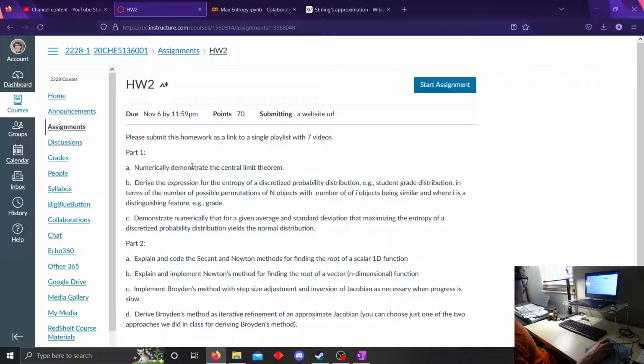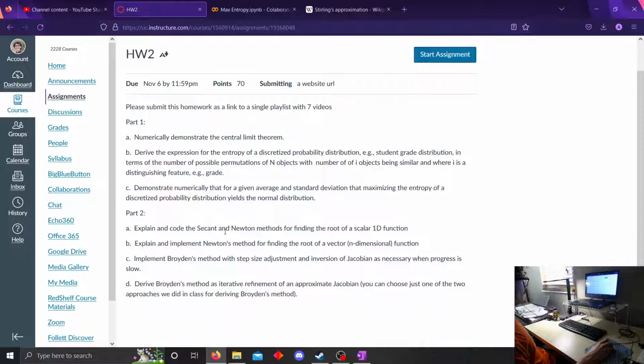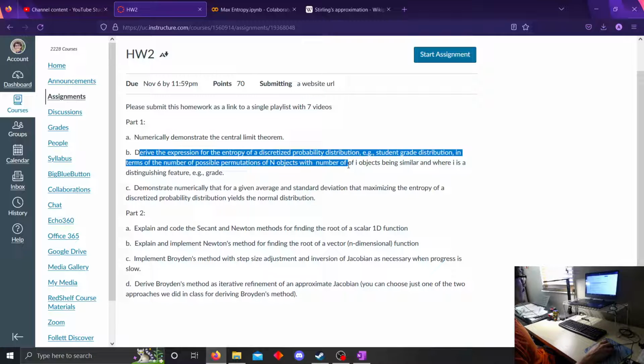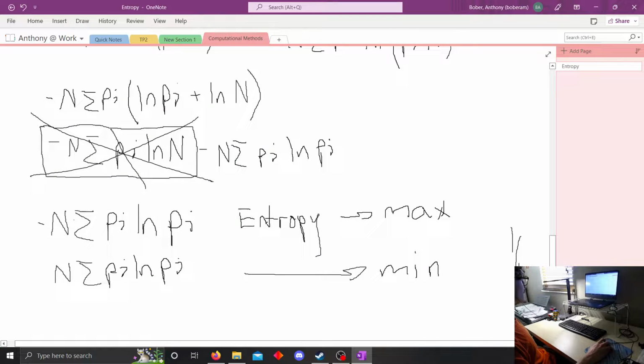So just to review one last time, we derived the expression for entropy using student grade distribution in terms of the number of possible permutations of n objects with the number of i objects being similar, where i is a distinguishing feature such as grade. We found that this right here is going to be the expression for entropy.